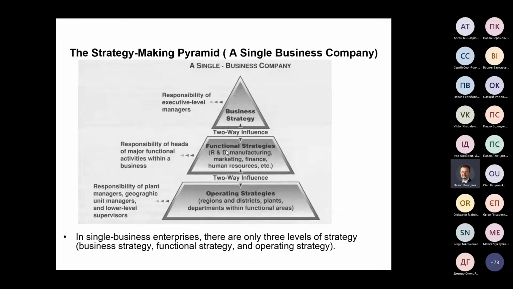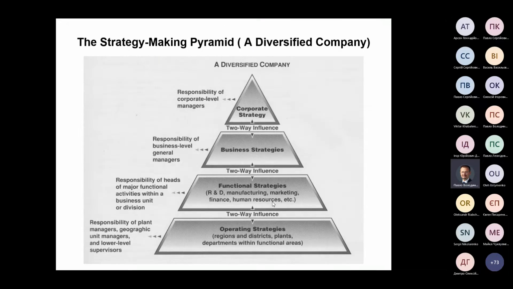If a company is a single business company, it has only 3 levels of strategy. Business strategy, here in singular, I'm stressing, because there is only one direction. Then functional strategies, operating strategies, and that's all. Coming back to the previous screen, today we are speaking about every strategy in detail, but even at the beginning of today's lecture I'd like to explain the main differences between the strategies. Let's begin from the second level, the business strategy.